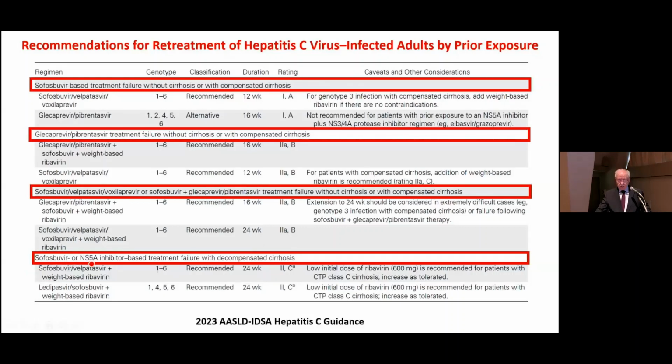Sofosbuvir NS5A inhibitor-based treatment failure with decompensated cirrhosis: sofosbuvir, velpatasvir, weight-based ribavirin, or ledipasvir, sofosbuvir, weight-based ribavirin can be given for 24 weeks.